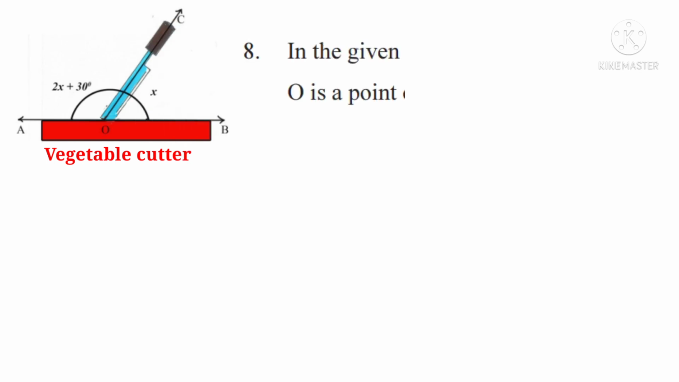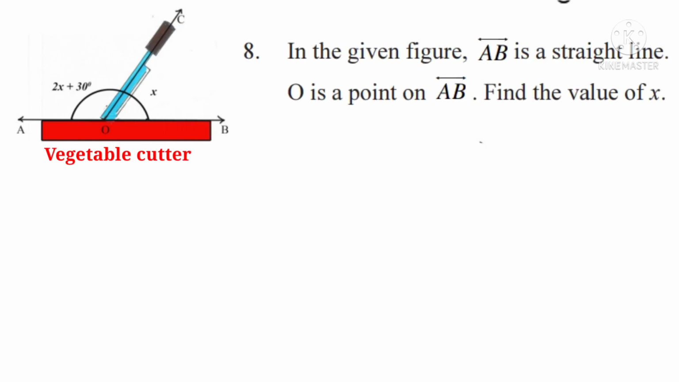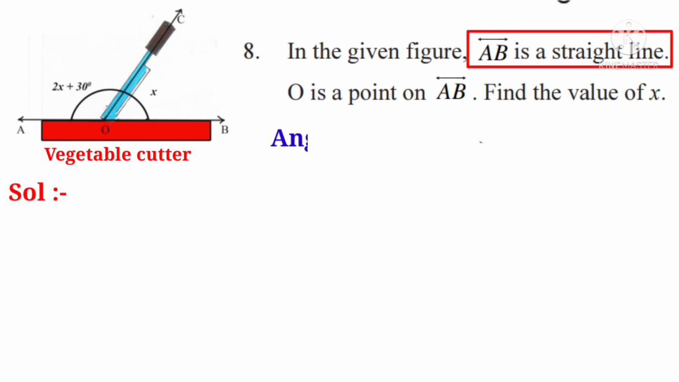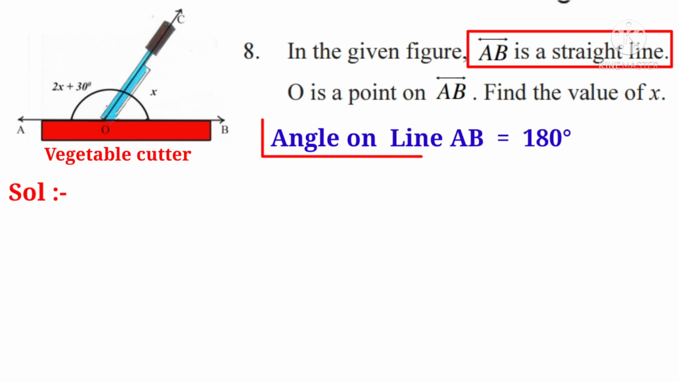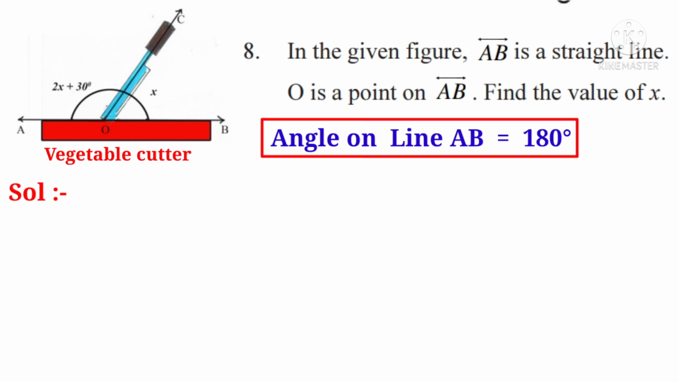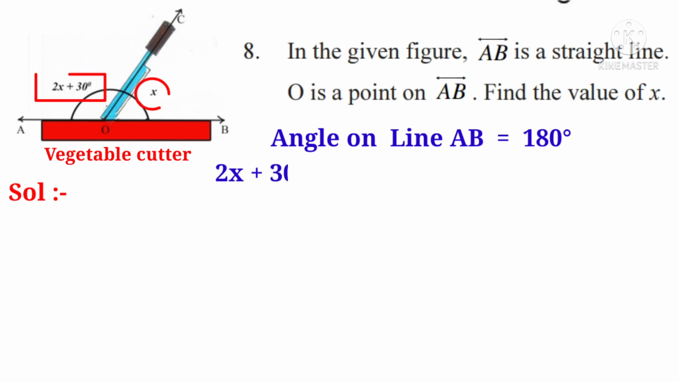Eighth problem. In the given figure, AB bar is a straight line, vegetable cutter. O is a point on AB bar. Find the value of x. Solution. Observe the sentence. AB bar is a straight line. That means the angle on the line AB is equal to 180 degrees. And also observe that the given angles on either side of the vegetable cutter are adjacent angles and they form a linear pair.